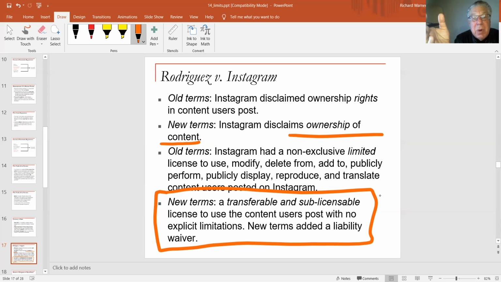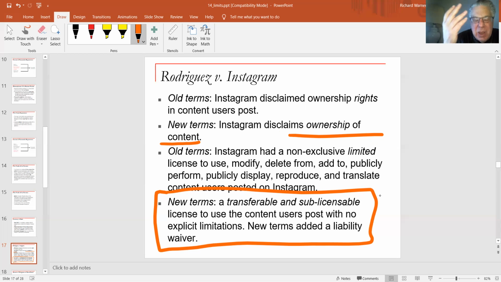So it's transferable, right? That means they can transfer the right to use what you post without limitation to a third party. So that they can license it, transfer it and license it to a third party. So what does this mean? It means as a practical matter, you gave away all the rights in your post. Instagram, Facebook, can do whatever it wants with them, right? Because they can sell the right to use them to third parties without limit, right?